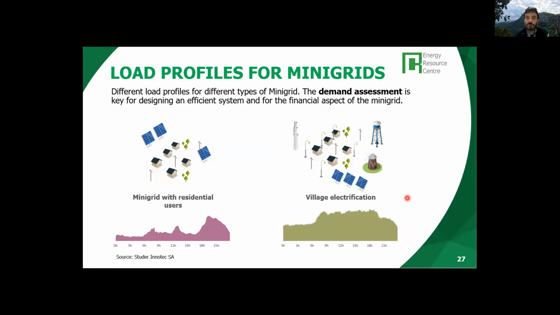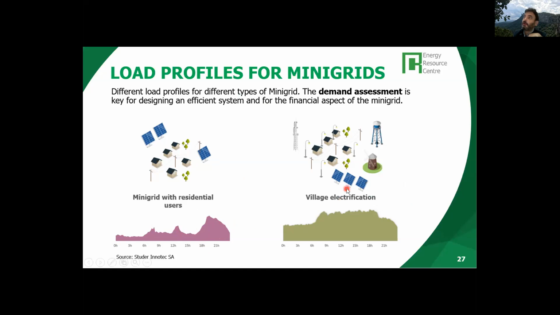Remember the talk we had from our colleague from Studer? He mentioned the importance of understanding the demand, also to decide the kind of configuration, the power conditioning that we were going to adopt. This is an example he shared with us, two types of mini grids. The first type only with residential consumption, where we can see a typical residential load profile, with a higher consumption in the evening.